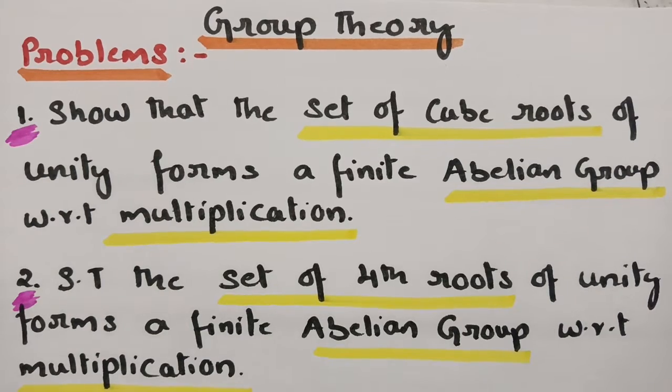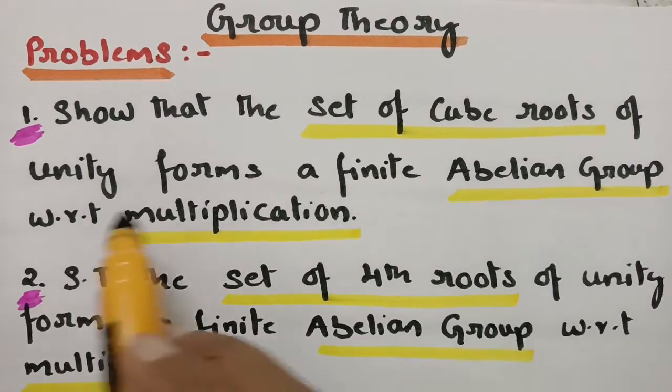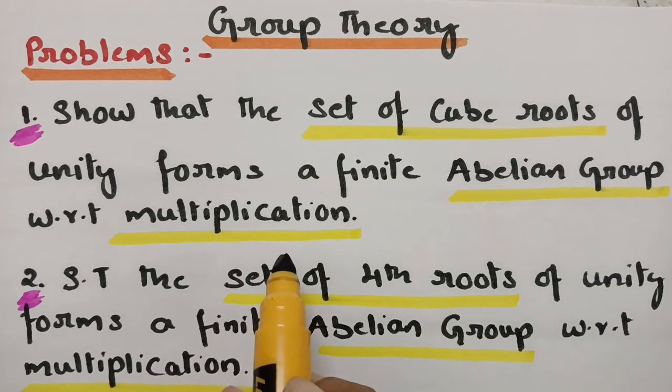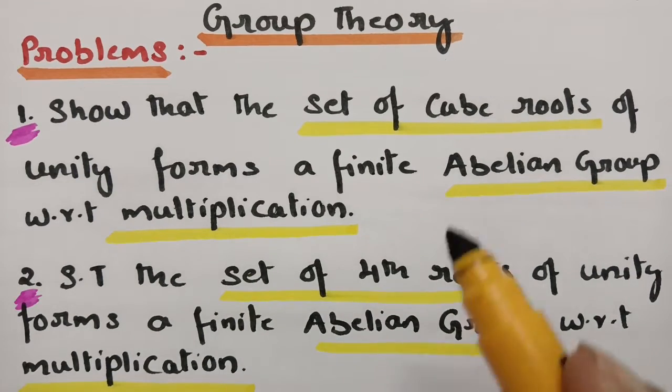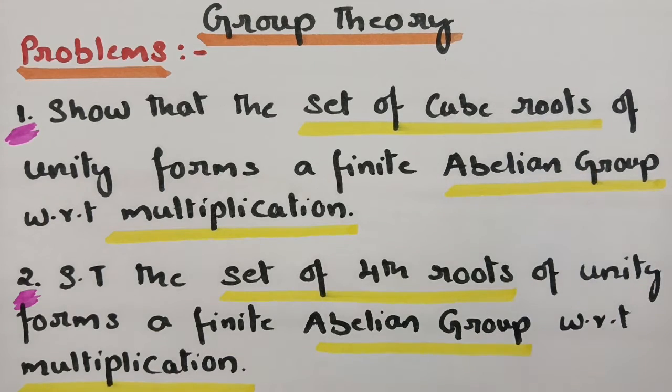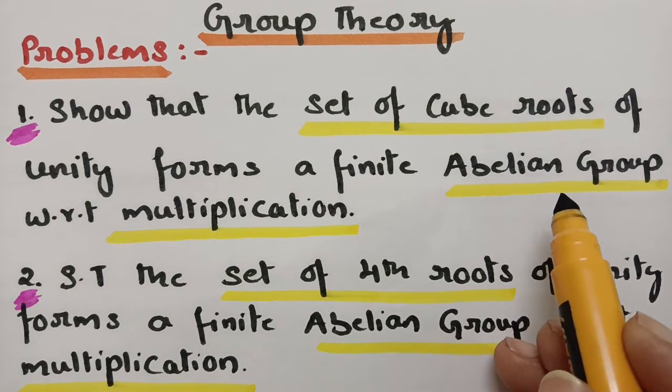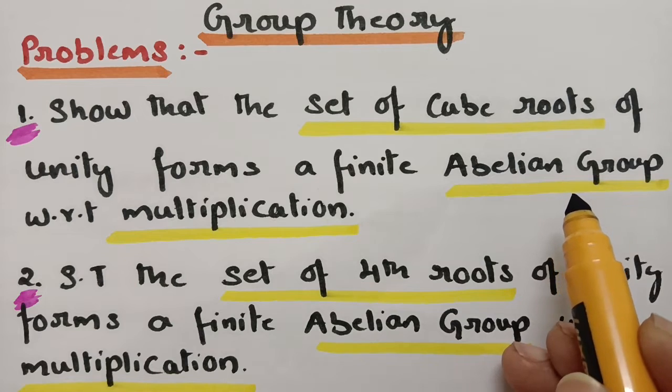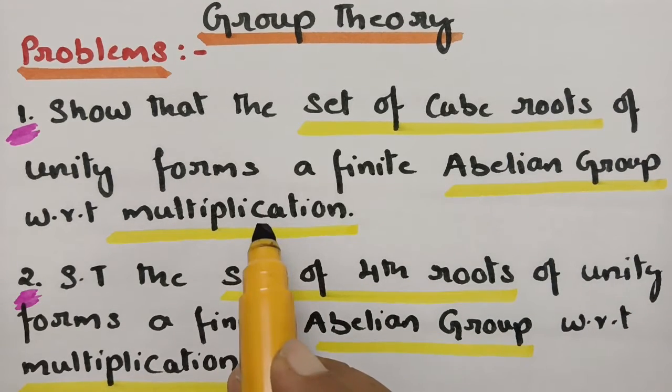See here, show that the set of the cube roots of unity forms a finite abelian group with respect to multiplication. See here, the set is given as the set of cube roots of unity and we have to show that this is an abelian group with respect to the binary operator, that is multiplication.